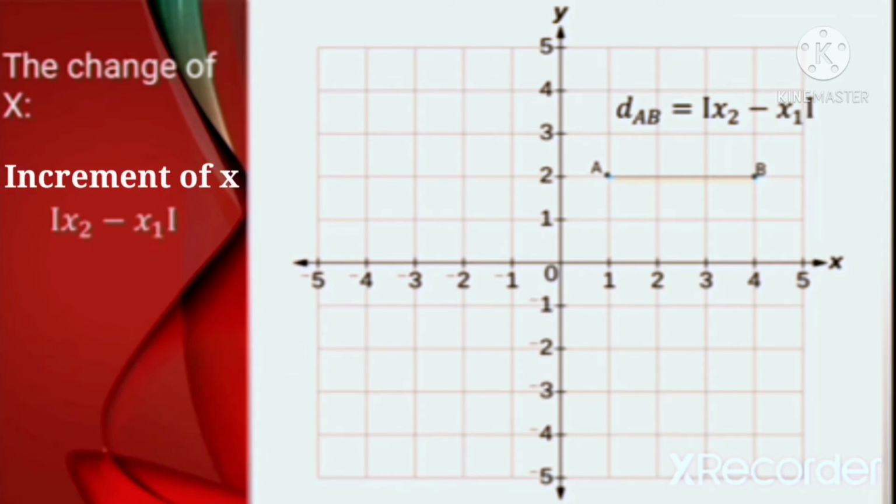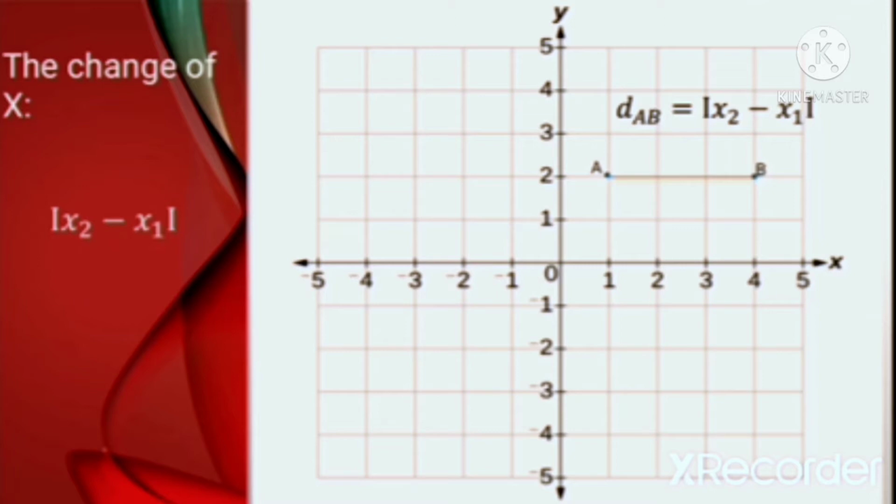Or you can interchange the formula and have the absolute value of x sub 1 minus x sub 2. The answer will not matter because of the absolute value, which always results in a positive number, since the distance is always positive, or a non-negative measurement.